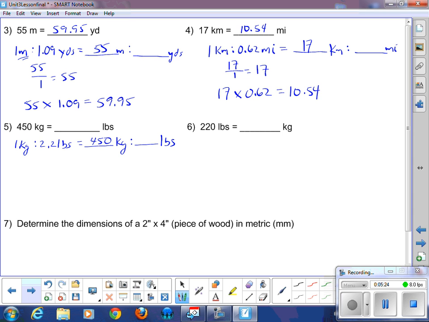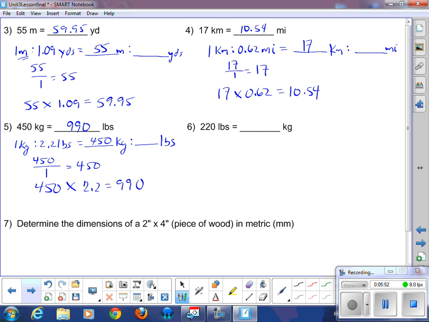So we take the number that's by itself, the 450, divided by its counterpart, or the number that matches up with it on the other side. So we have the 450. We take that number, and we multiply it by the number that we haven't multiplied by, and we end up with 990. That's our answer. So 450 kilograms is 990 pounds.